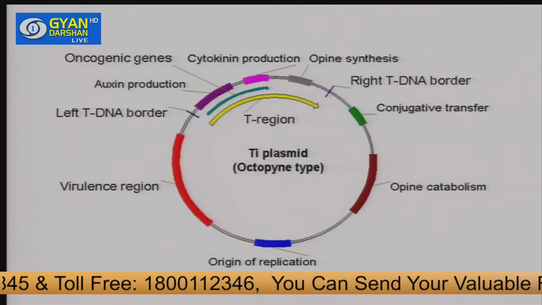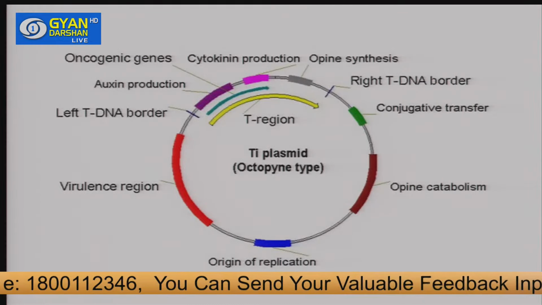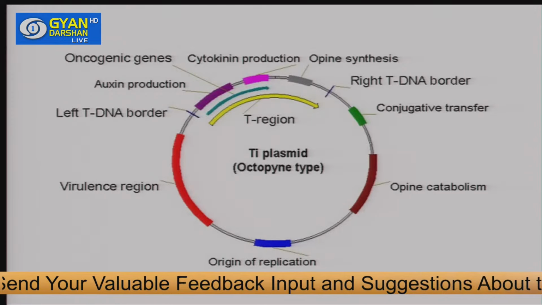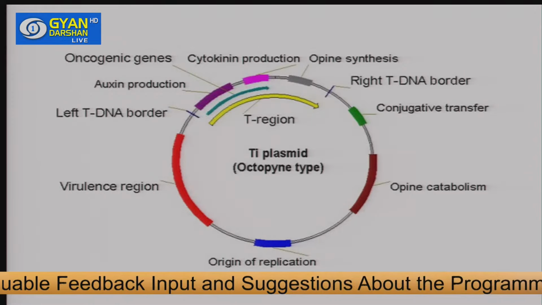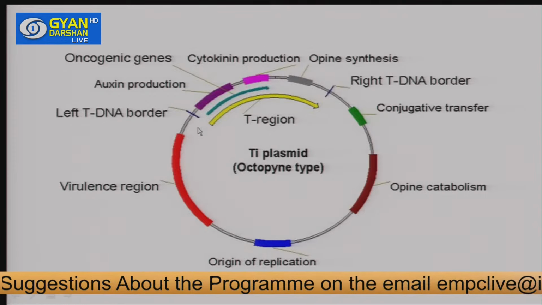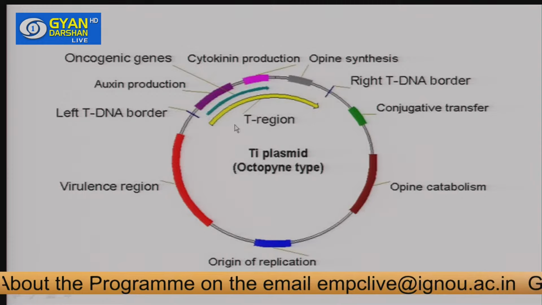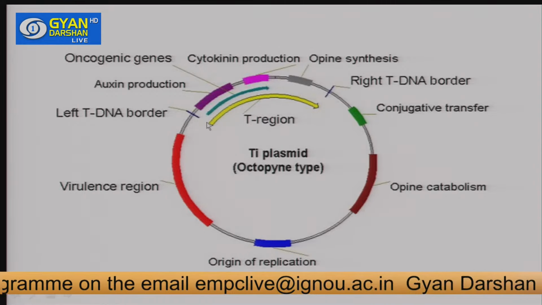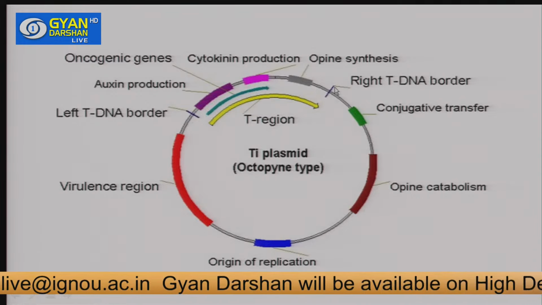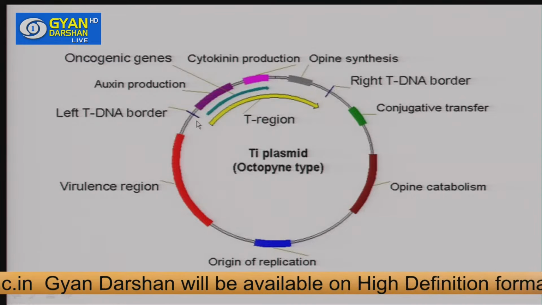Now take a look very carefully at this particular figure. This is actually the Ti plasmid. The Ti plasmid has different components. As you can see, it has a right tDNA border. And what is tDNA? tDNA means this particular region which is present within the border sequences. So these are called the border sequences. One is the right tDNA border and another is the left tDNA border.